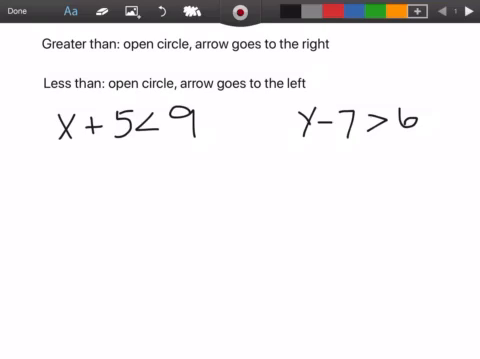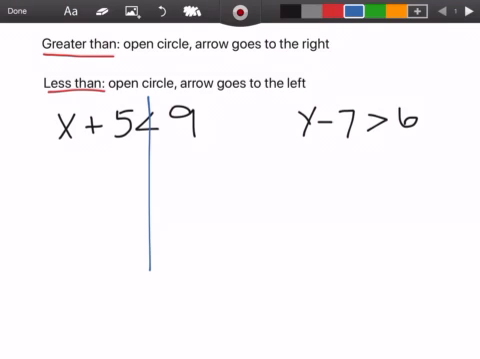All right, today we're going to work on solving inequalities that have addition and subtraction. I have some of the notes in here from yesterday that remind us of our greater than, less than, greater than or equal to, and less than or equal to symbols, and remind us what to do when we are graphing them. So solving inequalities is just like solving an equation, okay?